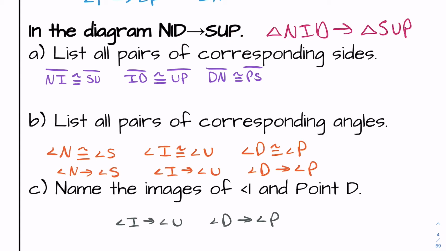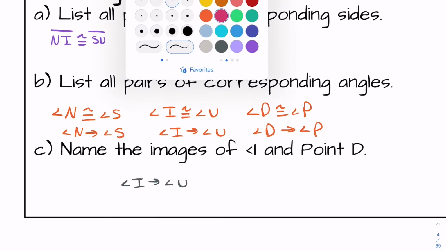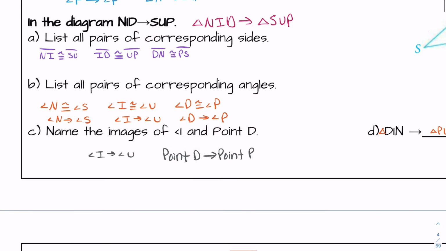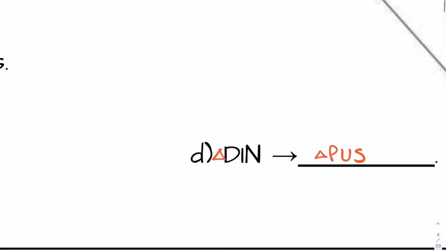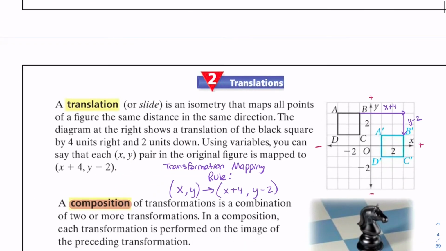Oh no, that says point D. I need to fix this. Point D maps onto point P. I made an error there. Well, good thing I went over it again to fix it. And then this is triangle DIN maps onto triangle PUS. And that's it for that.